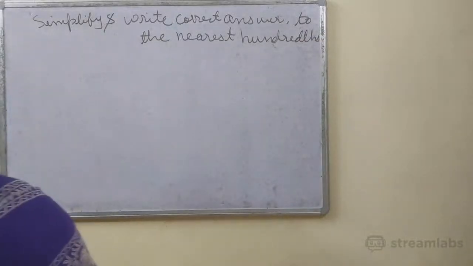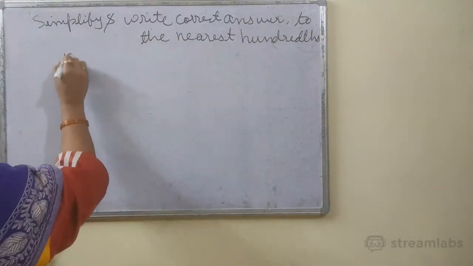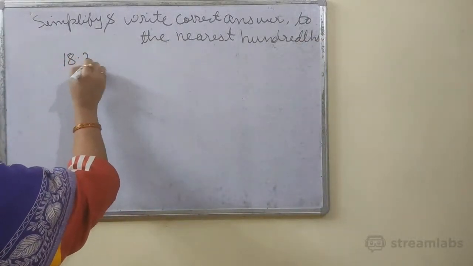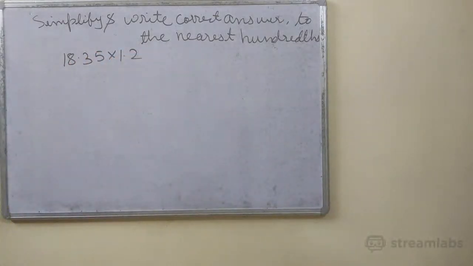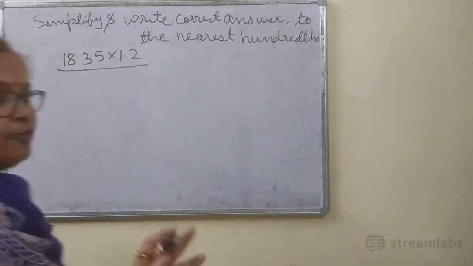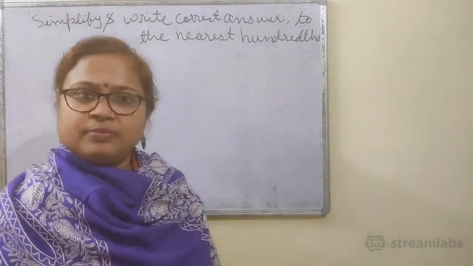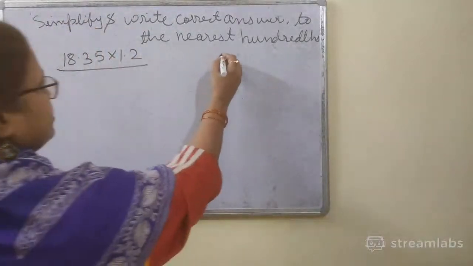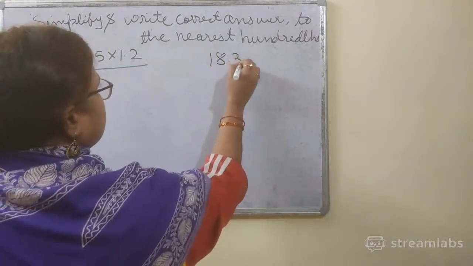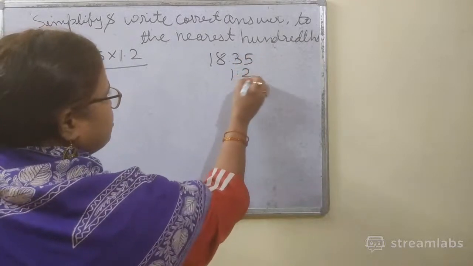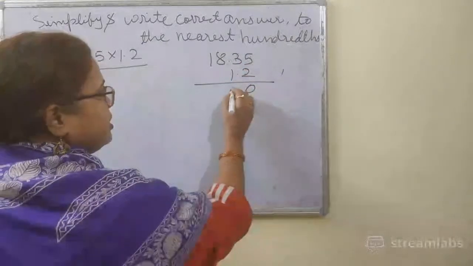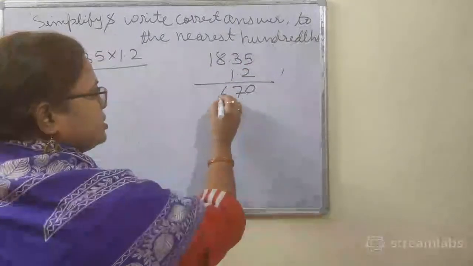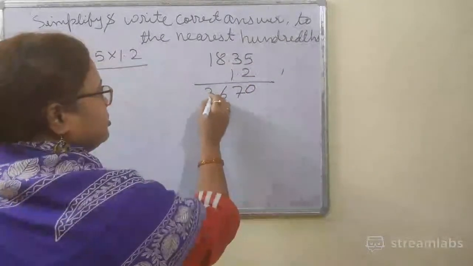Okay, nearest hundreds. And the question is 18.35 into 1.2. 18.35 into 1.2 means first what you will do? First you will multiply. Clear? So let's do the multiplication. 18.35 and then 1.2. So 5 2s are 10, 1; 3 2s are 6 and 1, 7; 8 2s are 16, 1; 2 1s are 2 and 1, 3.